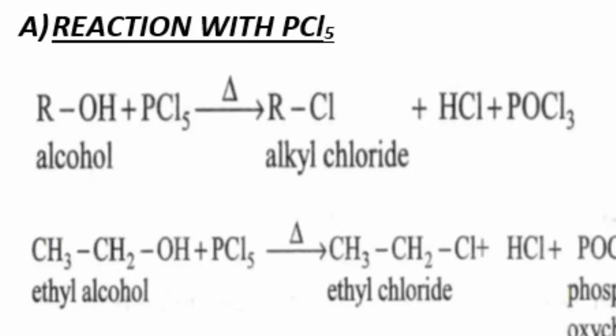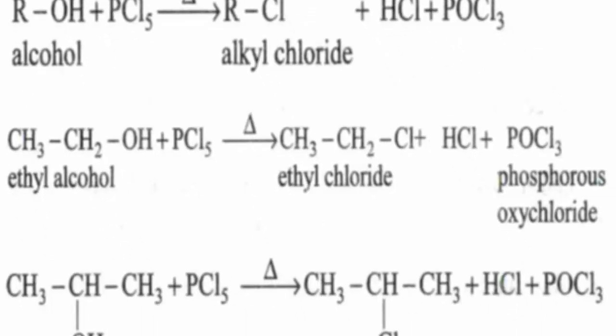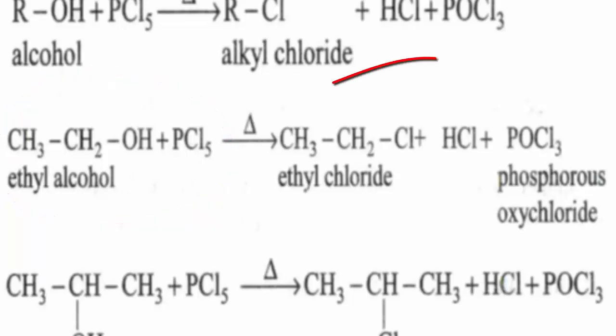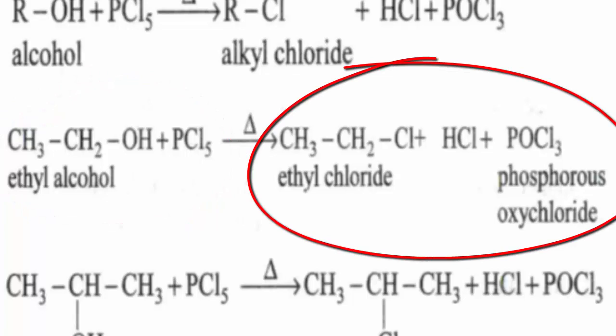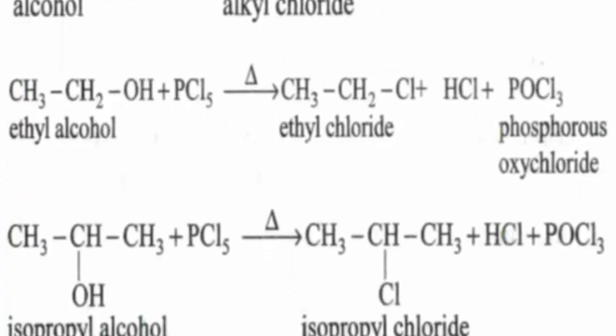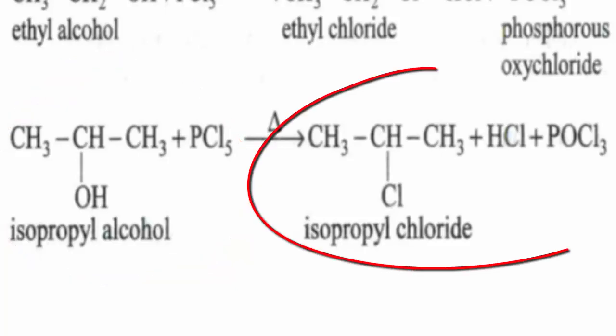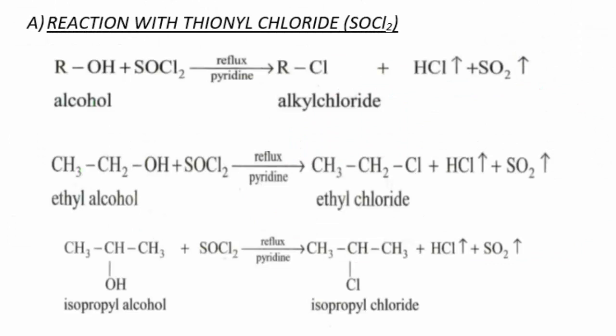Let us take first ethyl alcohol. Ethyl alcohol on reaction with PCl5 by providing heat will give the product, that is ethyl chloride, hydrochloric acid and phosphorus oxychloride. In a similar way, when we are reacting isopropyl alcohol with phosphorus pentachloride, we'll get the product, that is isopropyl chloride with the formation of HCl and POCl3.